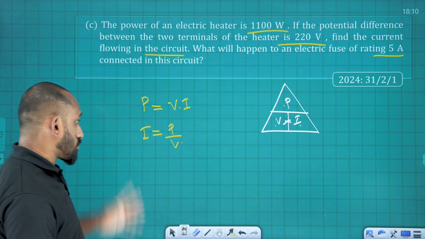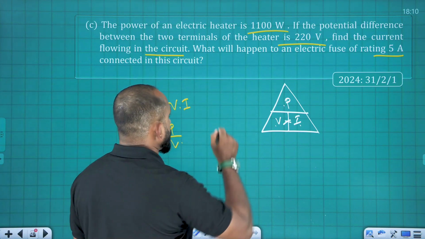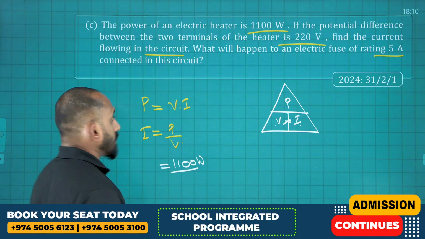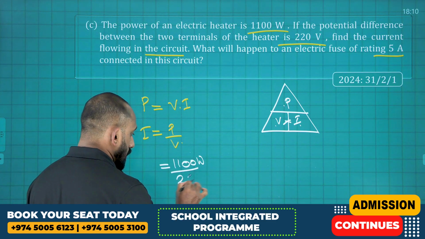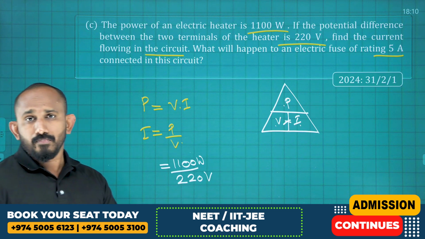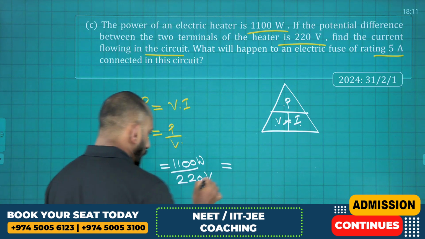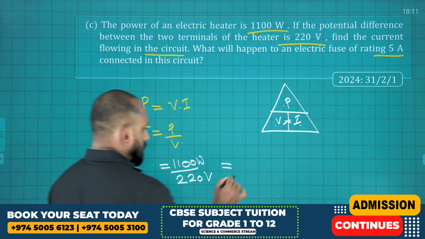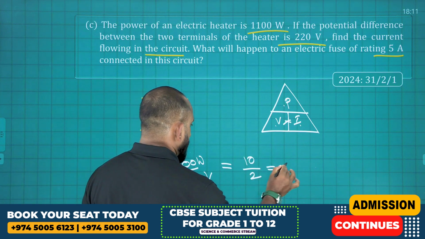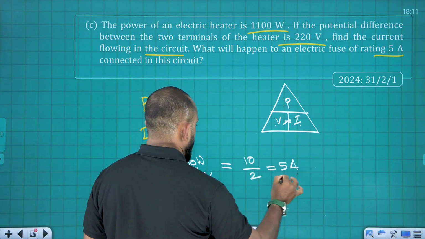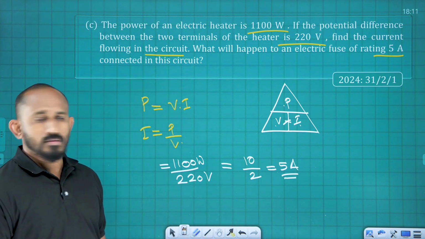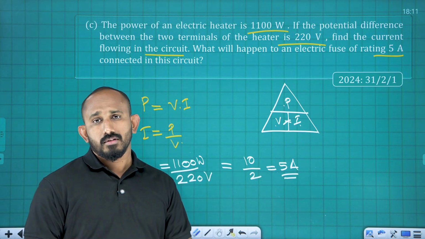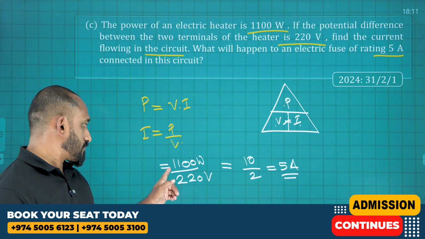So P by V, I is equal to, what is P here? It is given, 1100 watts divided by, what is V here? 220 volts. So it is equal to, you cancel this, 11 by 22 is 2. So it is 10 by 2, that is 5 ampere. So here 1100 by 220, that is 5. So 5 ampere is the answer.